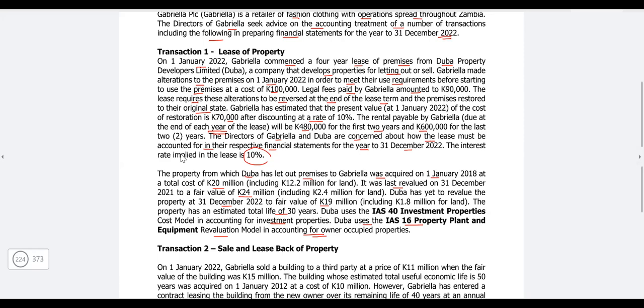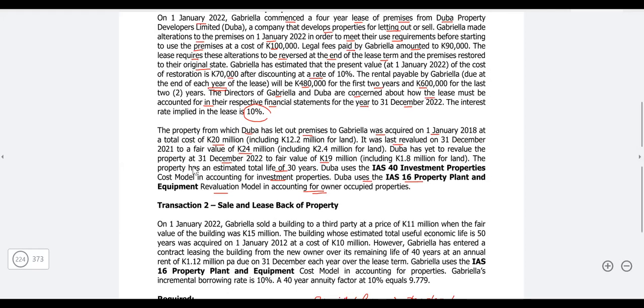And we know obviously we need the present value of the lease payments in order to take the opening balance of the lease obligations. And the property from which DUBA has let out the premises was acquired at a cost of K 20 million, in which the land element is 12.2 million, because the land element is not depreciated, whether it is IS 16 or IS 40, we never depreciate the land. And obviously, it was last revalued on 31st December to a fair value of K 24 million.